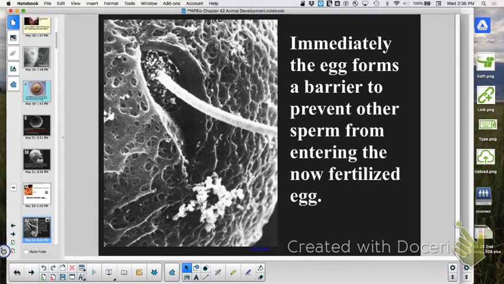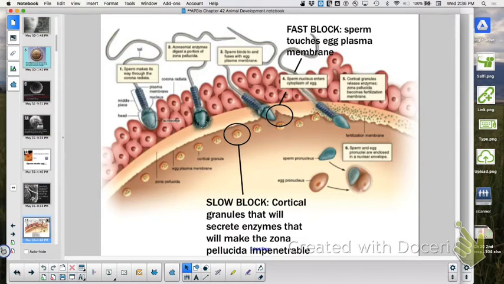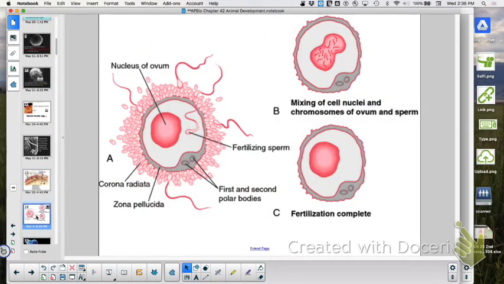So there's a quick fix barrier and then a long-term barrier. You can see that here: the fast block, the sperm touches the egg, and similar to the way an action potential travels on a neuron, and you're familiar with that, the same thing happens on the fast block to prevent any other sperm from entering the egg. Then the slow block: you have these vesicles right here, and they secrete enzymes to make the zona pellucida impenetrable by any other sperm. That way you ensure that you have 1 egg.